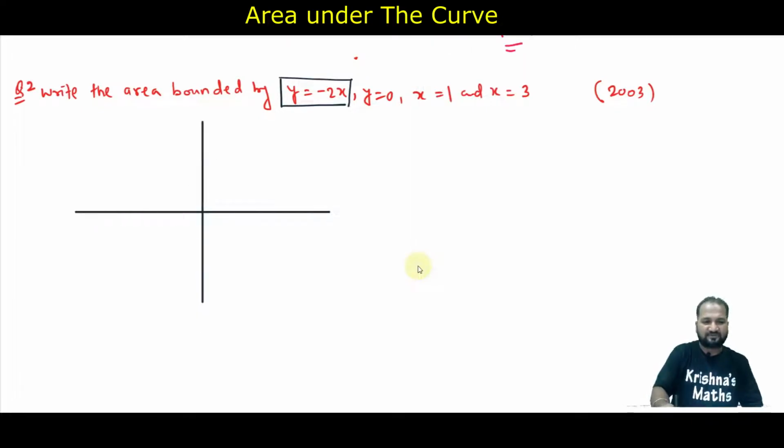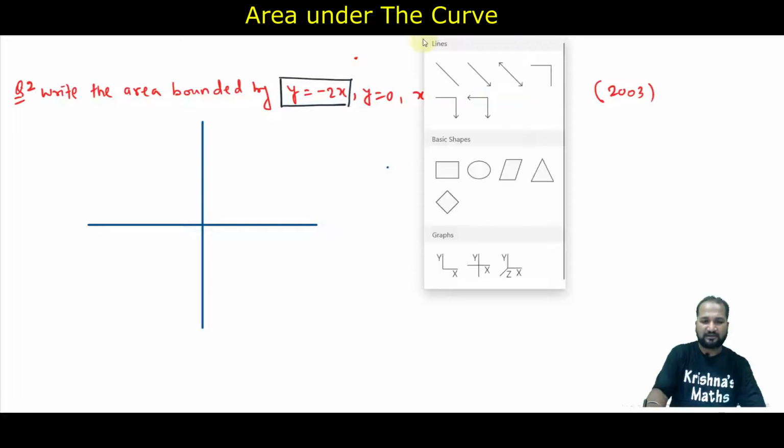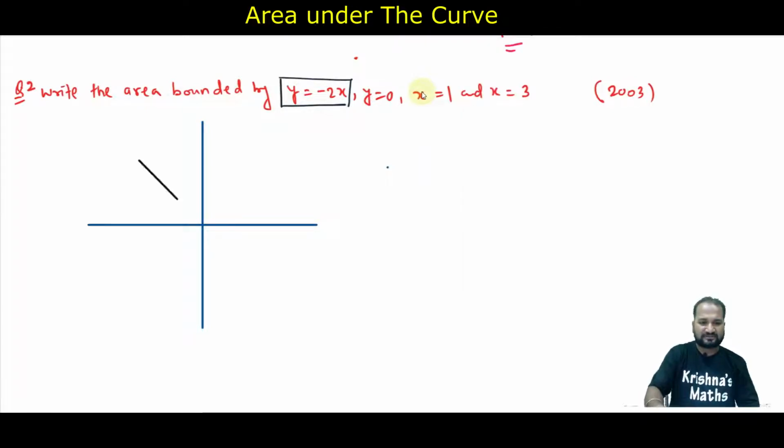So this is your x and y axis. Okay. So this is what the graph is. y equal to minus 2x. y equal to minus 2x will be a line which will pass through origin and will lie in which quadrant? Second and fourth quadrant. Why? Because their signs are different. x and y are always of opposite sign. Right? So this is the line y equal to minus 2x.